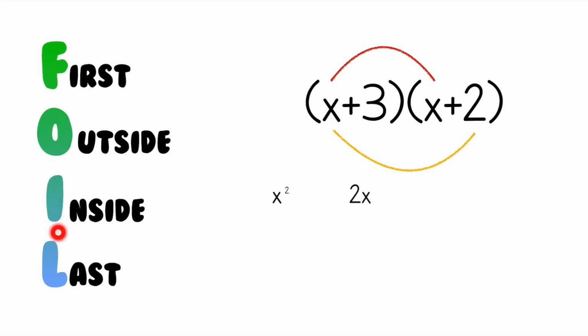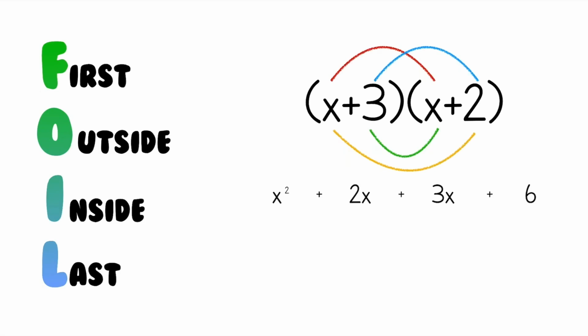Then I for inside, so we're going to multiply the inside terms together. 3 times x is 3x. Then finally we have L for last, so we're going to multiply the last term from each binomial together. 3 times 2 is 6. After we follow FOIL, we have a couple more steps that aren't part of the acronym. The first one is just to add everything together, just like this.